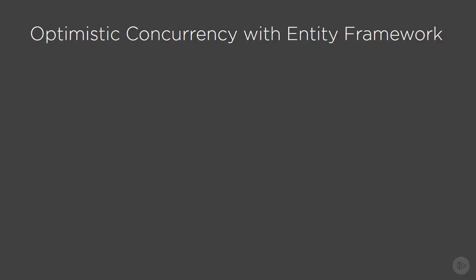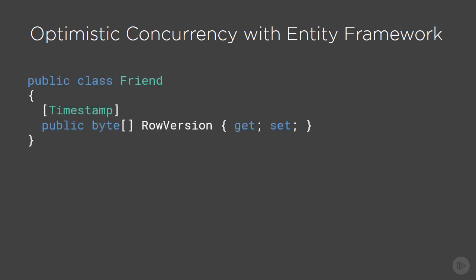To use optimistic concurrency with Entity Framework, you can add a row version property to your entity of type byte array. Then you just add the timestamp attribute to this property. The attribute is called timestamp because older versions of SQL Server had a timestamp data type. With SQL Server 2008, the data type row version was introduced. When you create a DB migration for this row version property with a timestamp attribute, Entity Framework will create a row version column in the database of type row version.